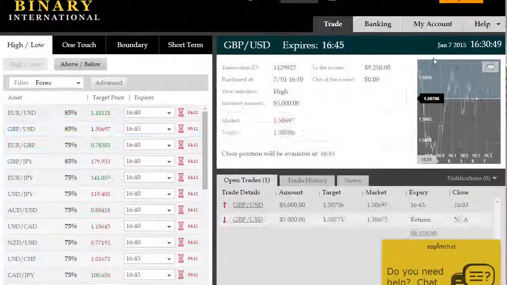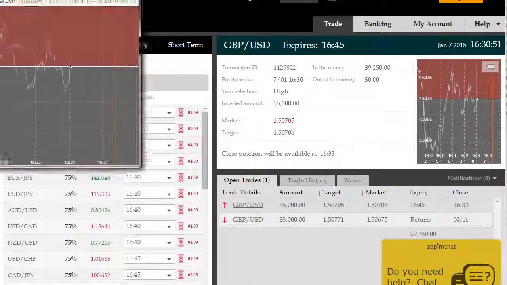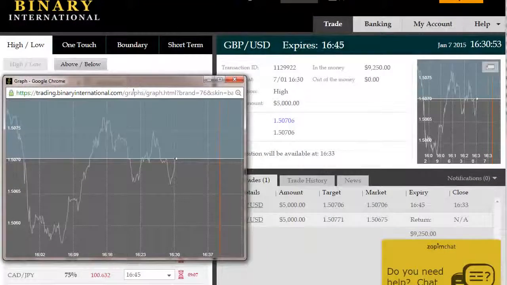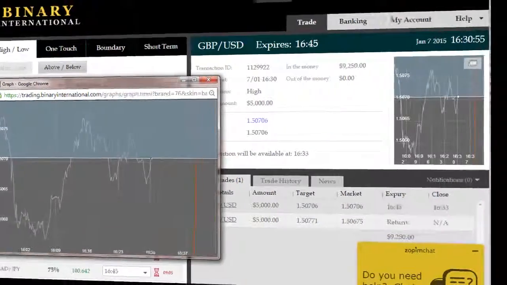So we're now in $5,000 in a 16:45 expiry. Again, 15 minutes for the trade, and we'll come back to you just before that time.